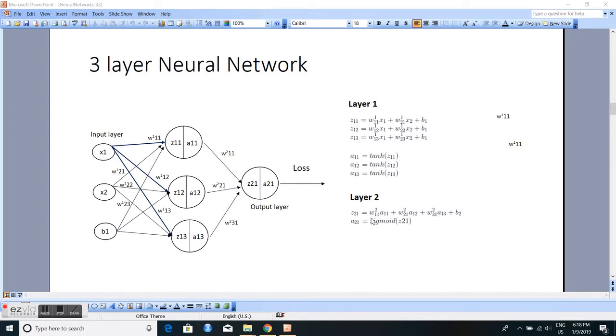And now we can calculate the next activation layer at the output. Z21 is equal to W11 superscript 2, because it's the second layer, into A11 plus W21 superscript 2 into A12 plus W31 superscript 2 into A13 plus B2. And A21 is now at the output, since it's a binary classification, we use sigmoid of this output Z21.